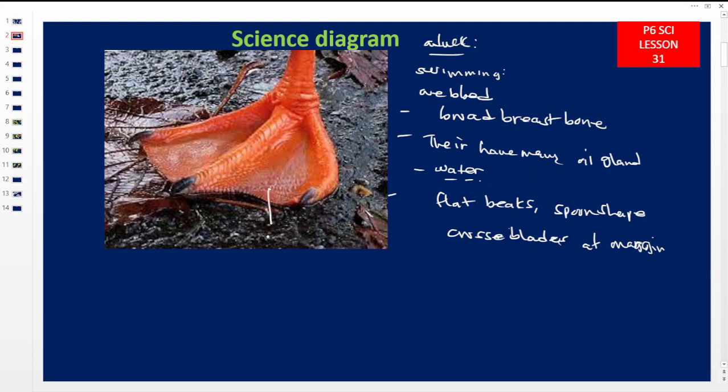Then this is what we call the web. So this is the foot, and this is what we call the web. In exams they can do this and say, name structure X.